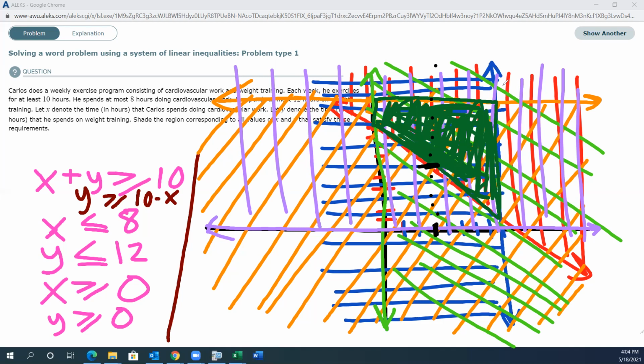Looks like about 1, 2, 3, 4, 5, about 6 hours of weights. So if I only do 3 hours of cardio, I'm going to have to do somewhere between 6 and 12 hours of weights. Okay. And then that helps him to stick to his exercise regimen. He just knows I have to be somewhere in here. Okay. And that is how it is done.